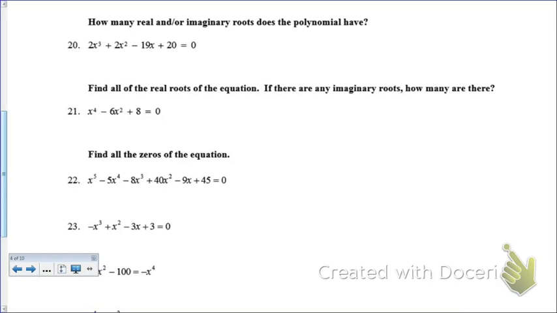Alright, number 20, it says how many real and or imaginary roots does the polynomial have? Roots are just solutions. So you can have some real ones, you can have some imaginary solutions. The real ones are the ones where it crosses the x-axis. So how many do I have? I'm going to have 3 real and or imaginary roots in that polynomial because I have a degree of 3.